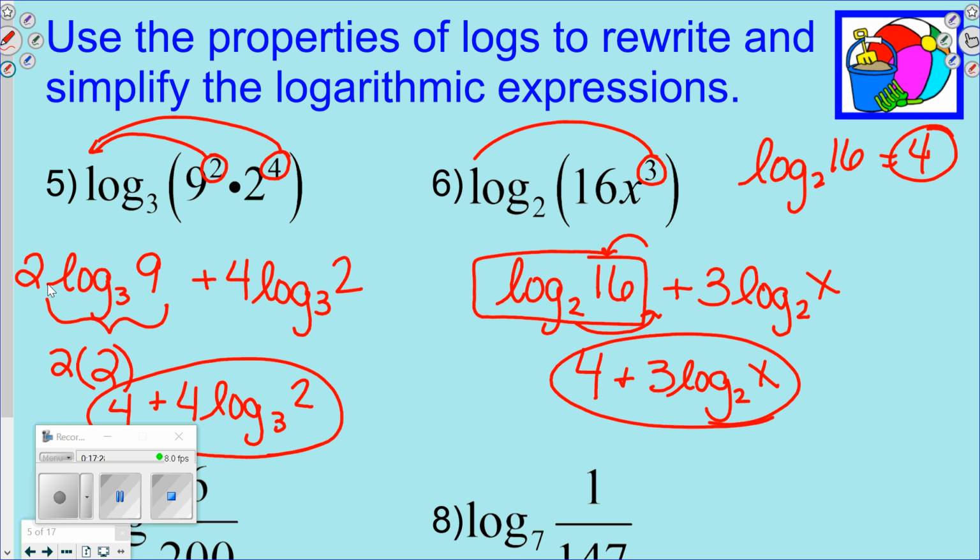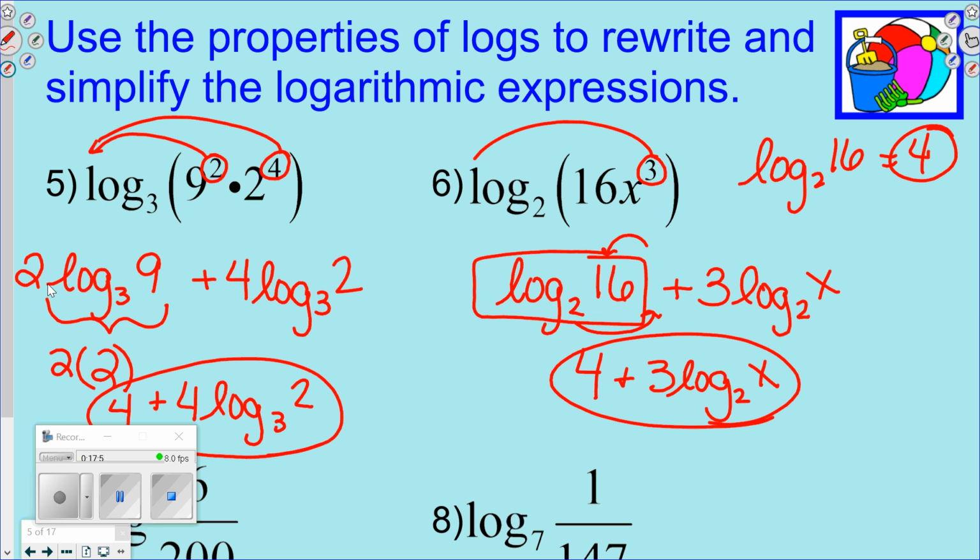I just don't know where... You're asking me where the 16 went. Yeah, in the second problem. Is it just gone after you do the first thing? Yeah, you're splitting it into pieces. The same way as this one, I used the 9 on the first one, I used the 2 on the second one. I'm splitting with every log, every piece that's being multiplied or divided together.